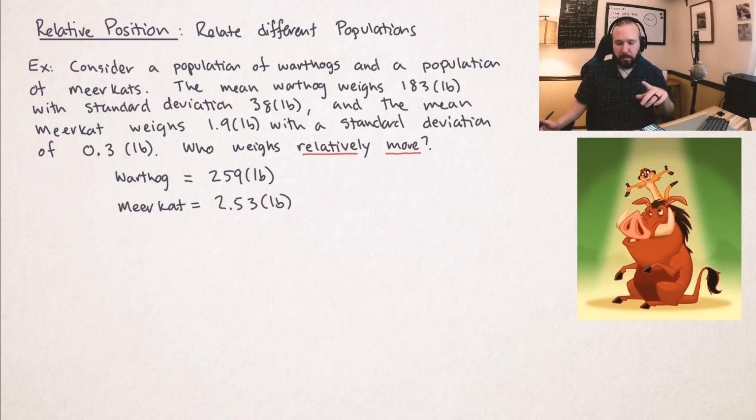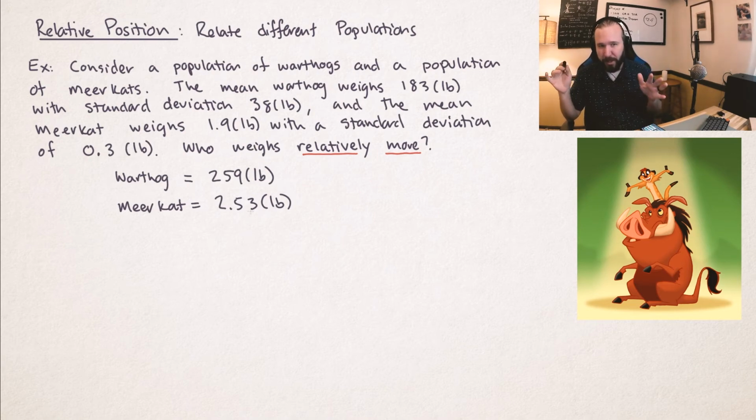Okay, now I give us some details about a specific warthog and a specific meerkat. So this warthog, we've got a big boy here. He weighs 259 pounds. That's a big warthog. And we've got a meerkat that weighs 2.53 pounds. So that's a big meerkat. So I'm not asking you to figure out which animal weighs more, right? There's no question there. Obviously, the warthog weighs more than the meerkat. We're asking which animal weighs relatively more.